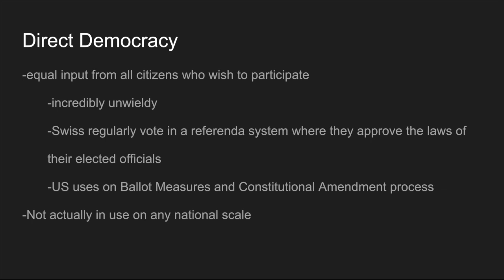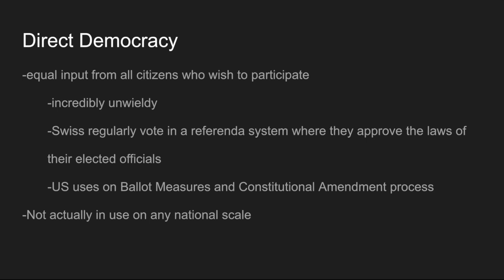The only real country that gets close to a direct democracy is Switzerland, who regularly vote in what's called the referenda system, where the elected officials that they elect will write laws, but then the people have to sign off on it. And really, if you think about it, the point of a representative democracy is that we elect people to make those decisions for us, saying, hey, we trust you, Steve Daines or John Tester, to do this stuff for us in the Senate.